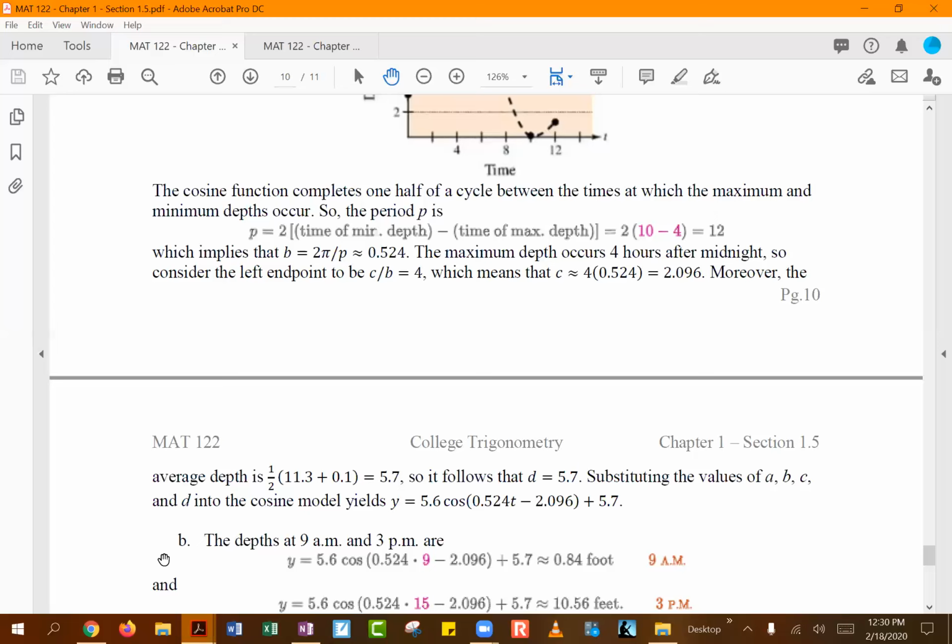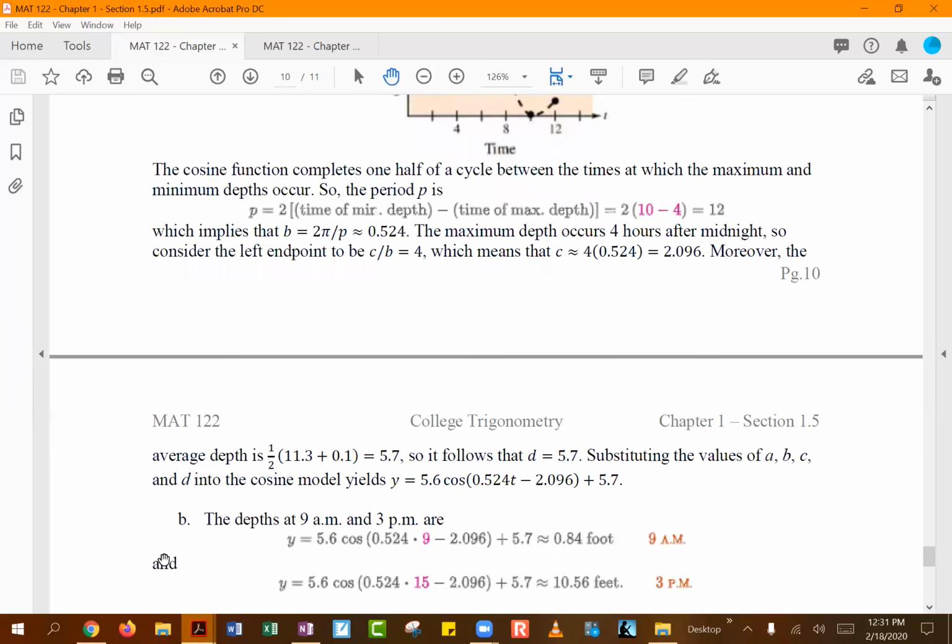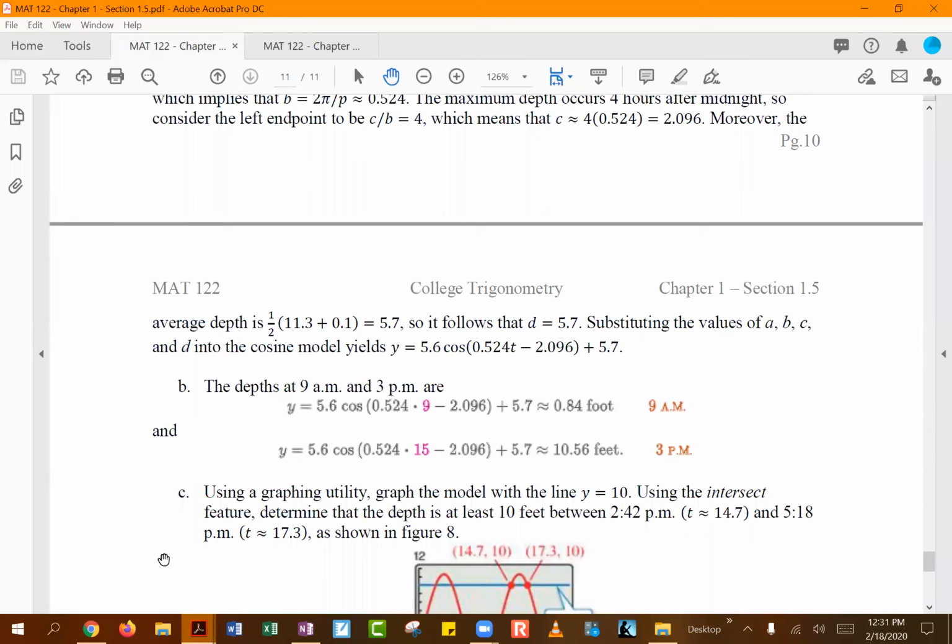We can use the phase shift calculation to come up with our c value, which in this case, they're telling us the maximum depth occurs at 4 hours after midnight. So that can be your left endpoint. Using that, they're calculating what the value of c would be, which is coming out to be 2.096. And then of course, using again that calculation of the minimum and the maximum depth, taking its half to calculate your d. So all of these values are based on what our maximum and minimum function values would be, at what times they are occurring.